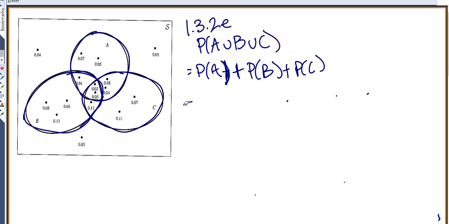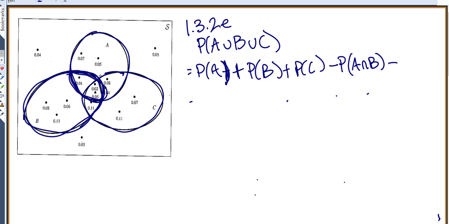But you might have noticed when I did A, I did all of these values. But when I did B, I also did all of these values. So notice what happened. Right here got counted twice. Okay, so you're going to have to do all of that. Then you're going to have to minus the probability of A and B. So you're going to have to minus what's right here.